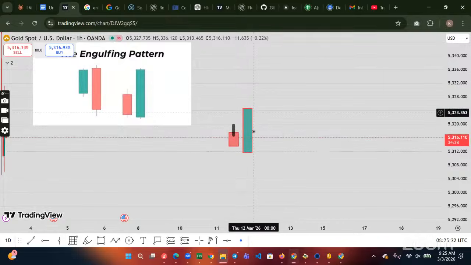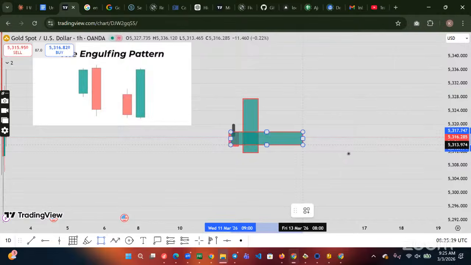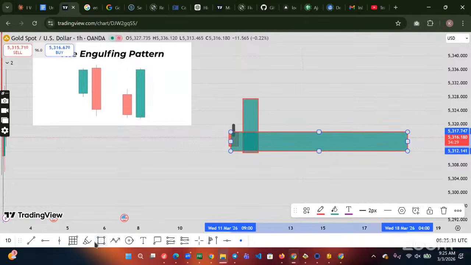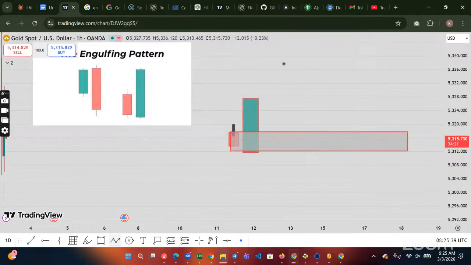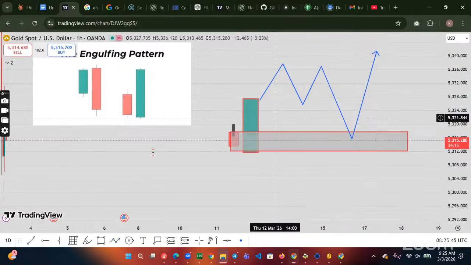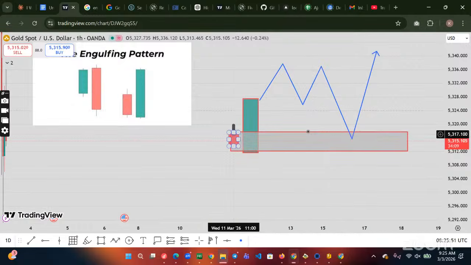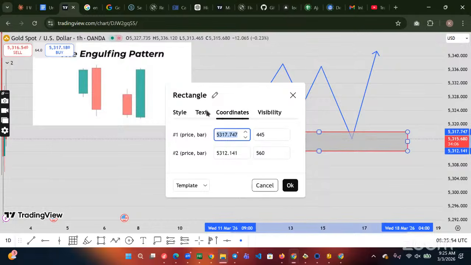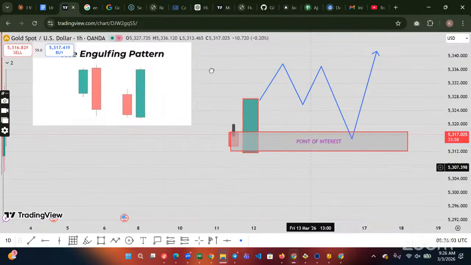When there is a bullish engulfing, I usually draw a zone there. That zone is my point of interest, because I am expecting that price is going to come back to this zone and move upward. So if I want to take a buy trade, I usually look out for engulfing candles as POIs, points of interest. These are levels that I have interest in.